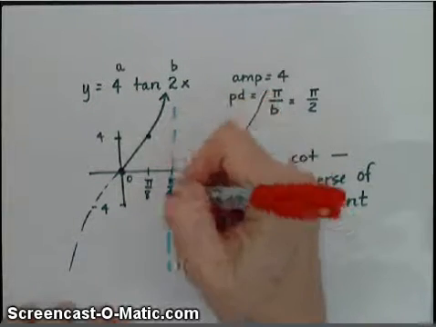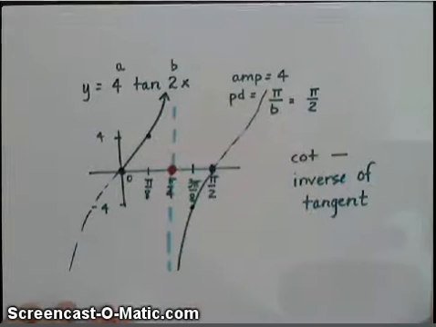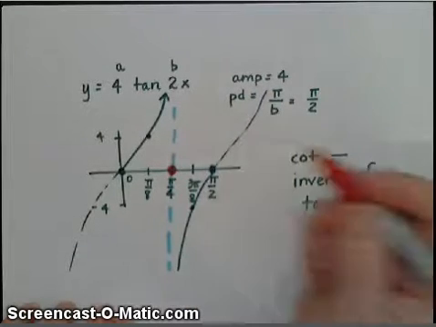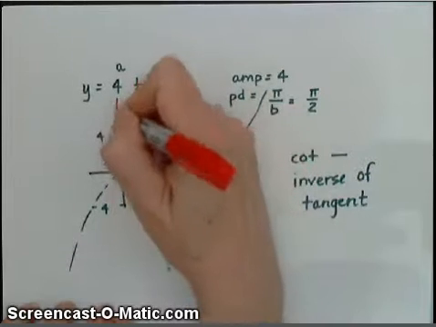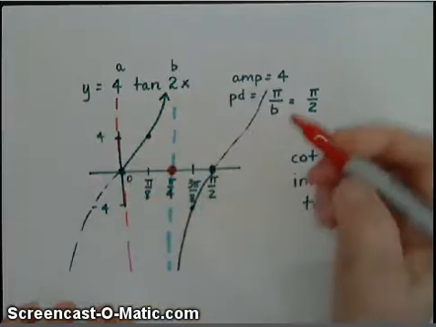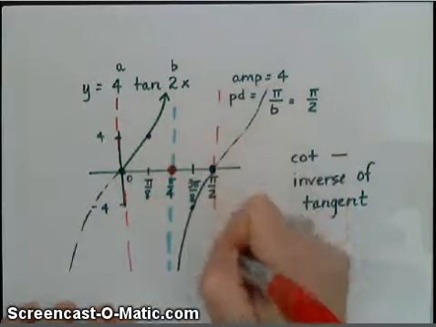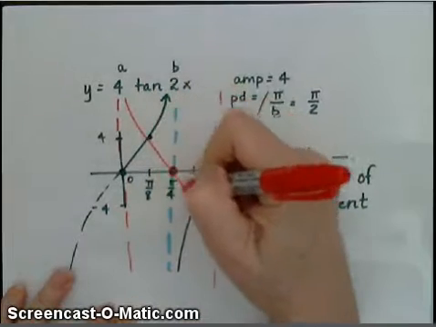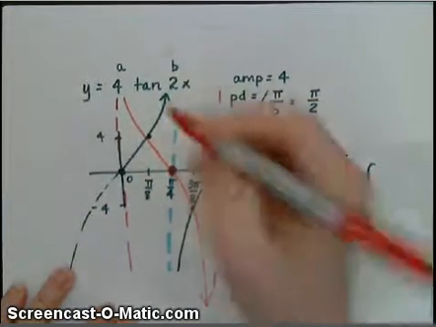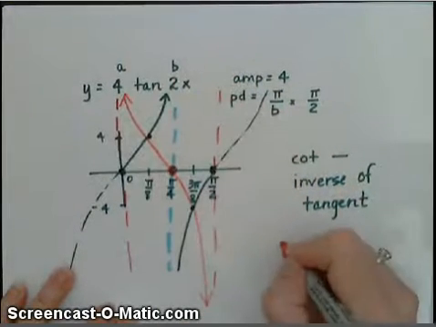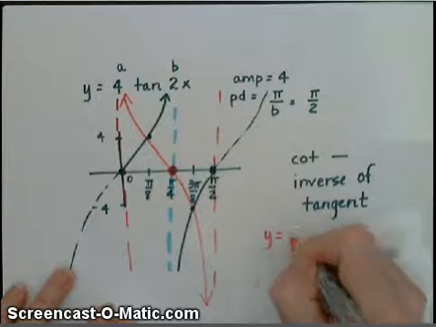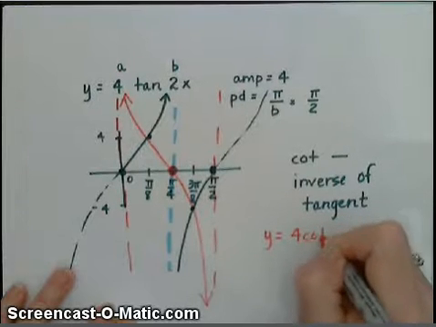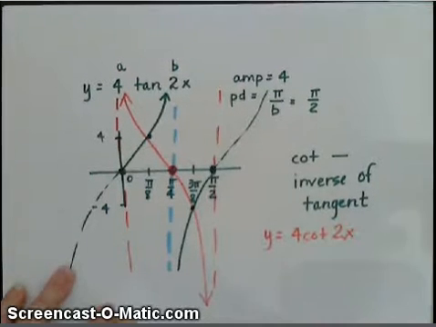Remember, where tangent has an asymptote, cotangent will be at 0. So let's put a 0 there. Where tangent was at 0, cotangent will have an asymptote. So we'll have asymptotes at the beginning and end of the period. And then it's going to come right through this and go right down there. Now what you're seeing in red is y equals 4 cotangent x.